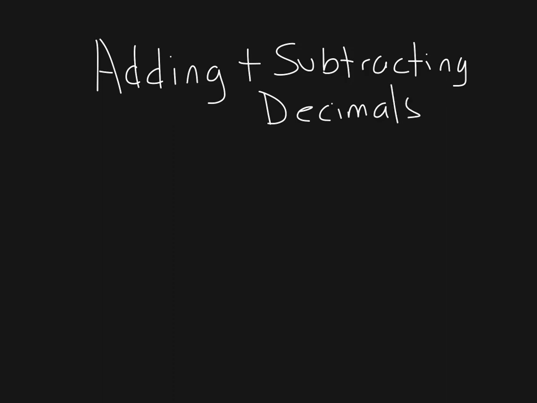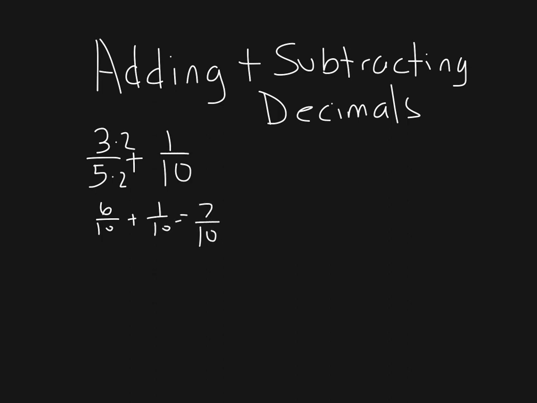So if you remember, when we were adding fractions, the common procedure, if we had 3/5 plus 1/10, is to find a common denominator. So you would multiply this by 2, and you would end up with 6/10 plus 1/10, and you would get 7/10. Well, what we do when we're adding decimals is actually very similar to that same idea.